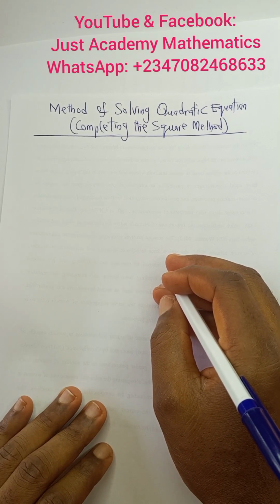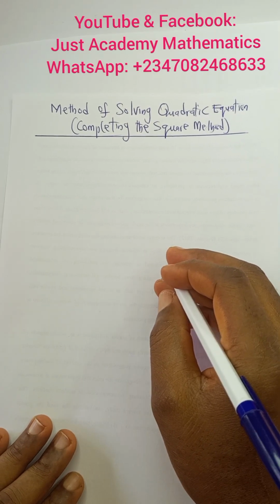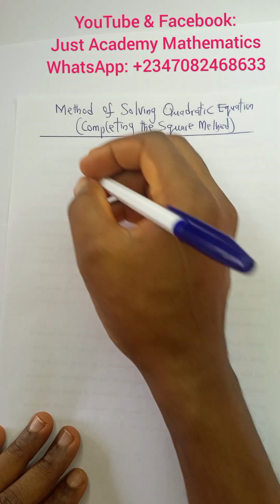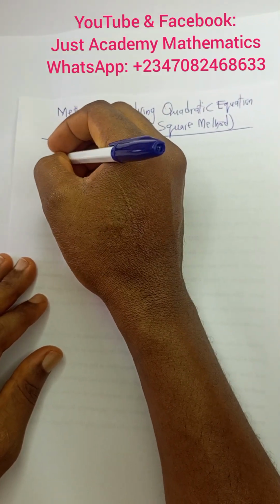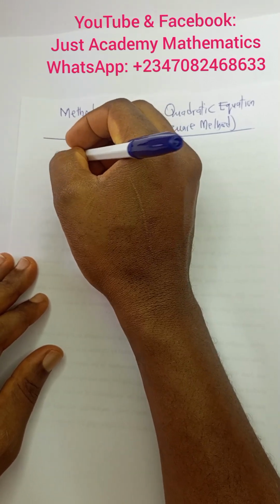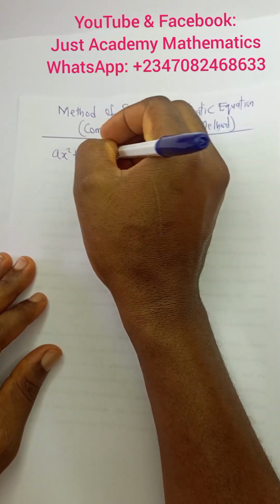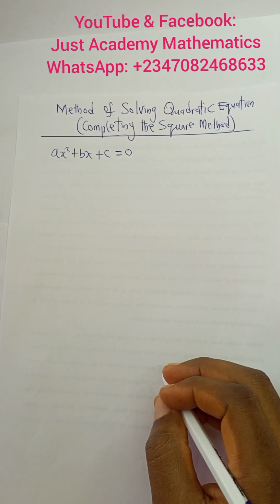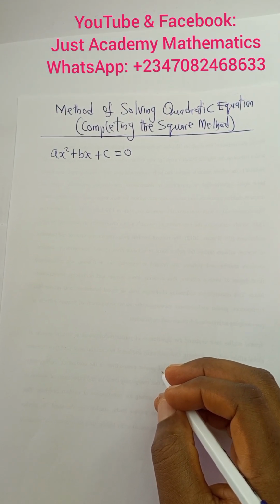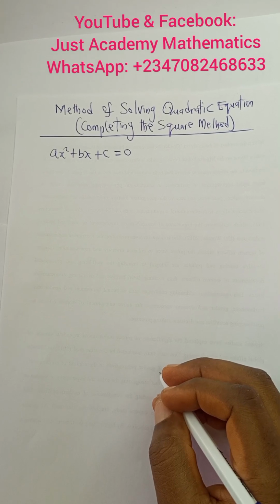Now, what is this completing the square method all about? Let me show you. First, if you want to solve ax squared plus bx plus c equals 0 using the completing the square method, let's see where it will take us.